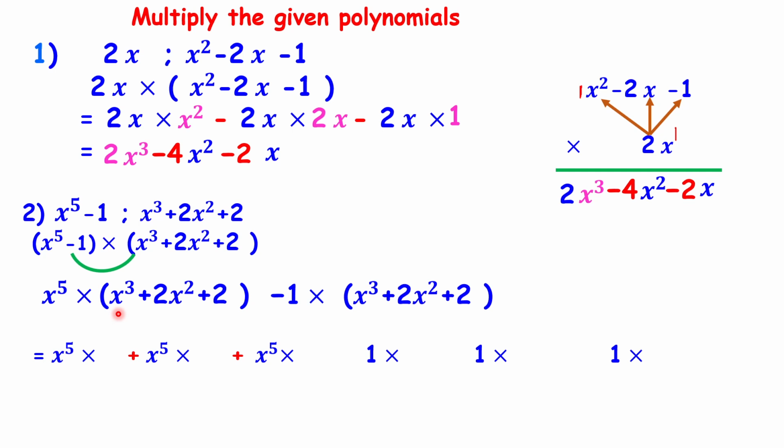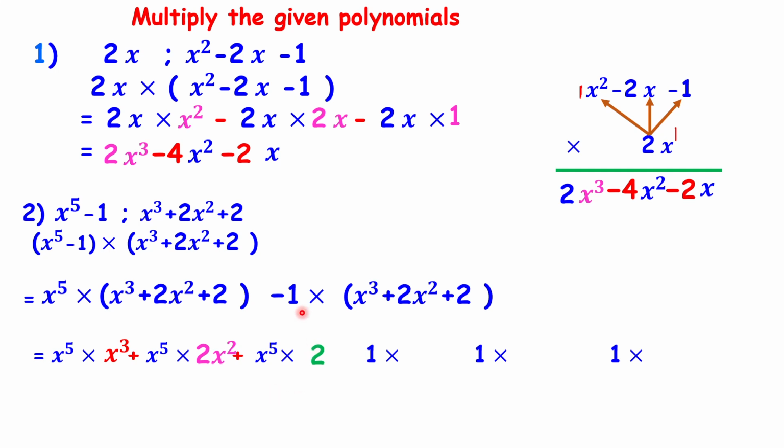Now multiplying by x raised to 5, which is the first term in the bracket? x cube is the first term. Therefore, multiplying x raised to 5 by the first term x cube, we will get x raised to 5 into x cube. Then which is the second term? 2x square is the second term. Therefore, multiplying x raised to 5 by the second term 2x square, we will get x raised to 5 into 2x square. Now multiplying x raised to 5 by the third term 2, we will get x raised to 5 into 2.